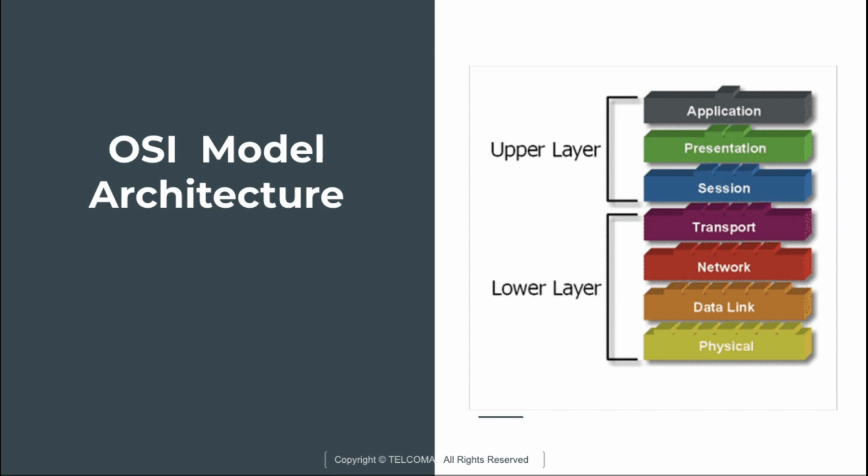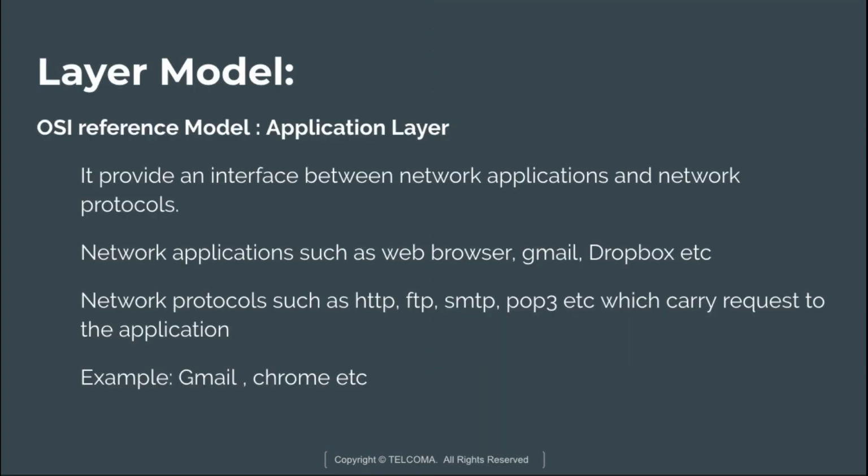The OSI model architecture represents two sublayers, the upper layers and the lower layers, and it consists of 7 layers: application layer, presentation layer, and session layer, which are the upper layers, and in the lower layers it contains the transport layer, network layer, data link layer, and the physical layer. So let's discuss these layers in detail.